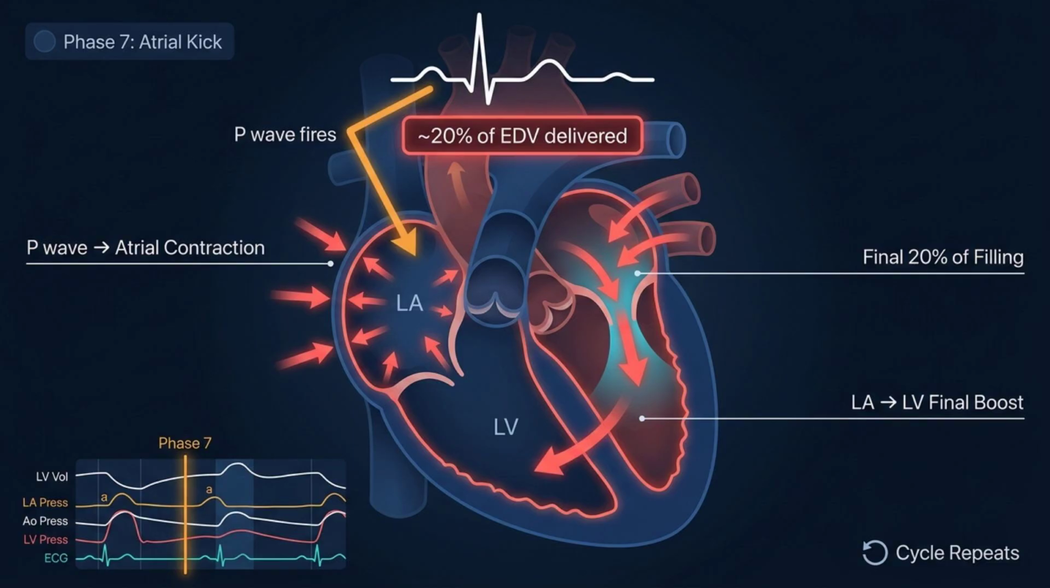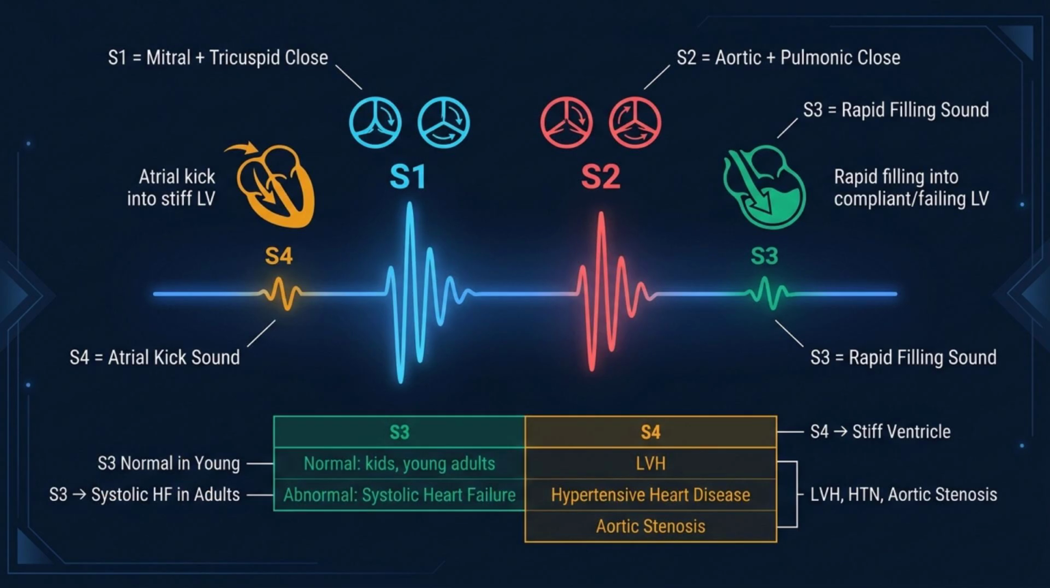Phase 7 is atrial contraction, the atrial kick. The P wave fires, the atrium squeezes, and it pushes the final 20% of ventricular filling. The cycle then repeats. 4 heart sounds correspond to 4 mechanical events.